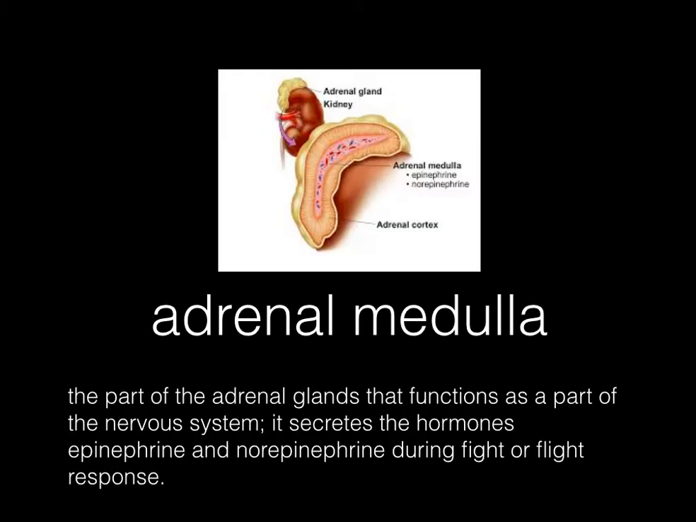The adrenal medulla, this is the part of the adrenal glands that functions as a part of the nervous system. So it secretes the hormones epinephrine and norepinephrine. And remember, we talked about a part of the endocrine system and the nervous system that work together to cause fight or flight responses. And this is just part of the nervous system that works with the endocrine system as well. So that's the adrenal medulla.